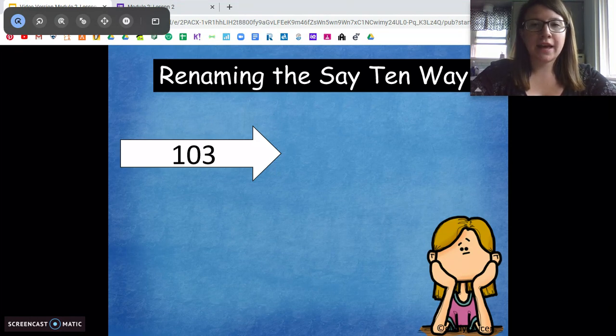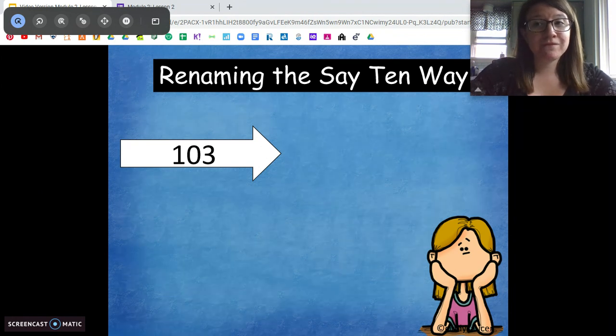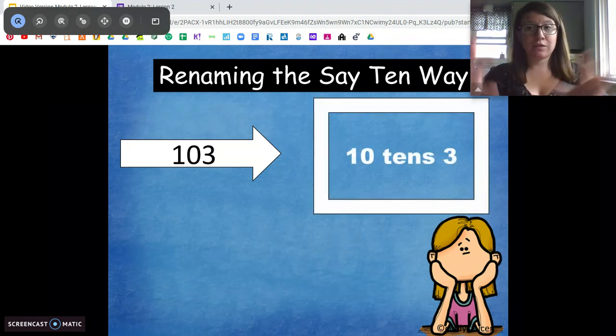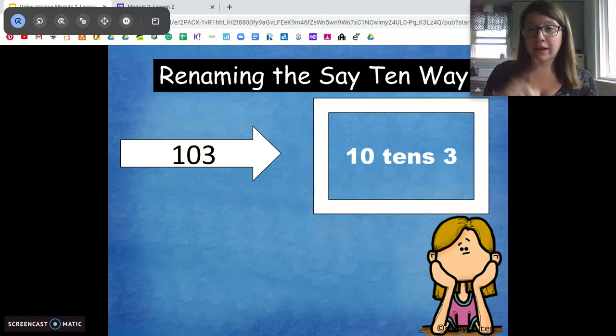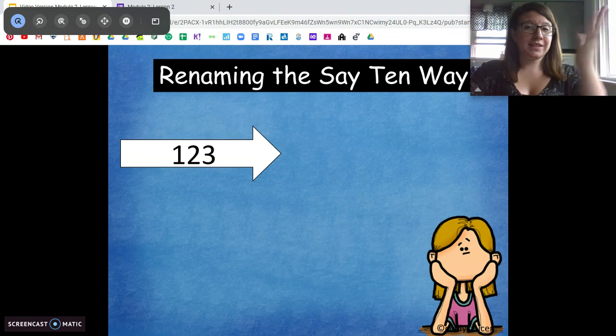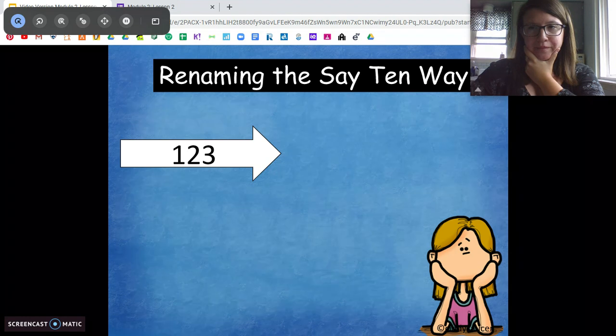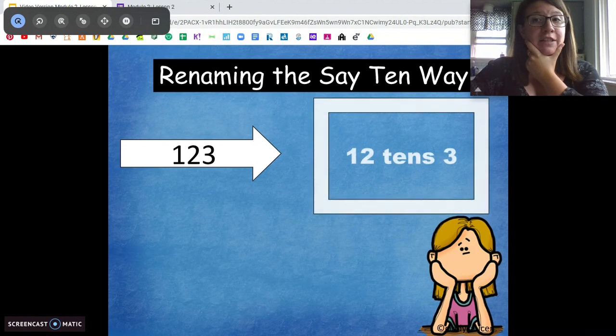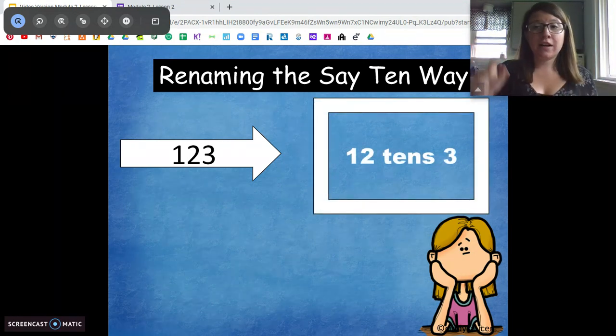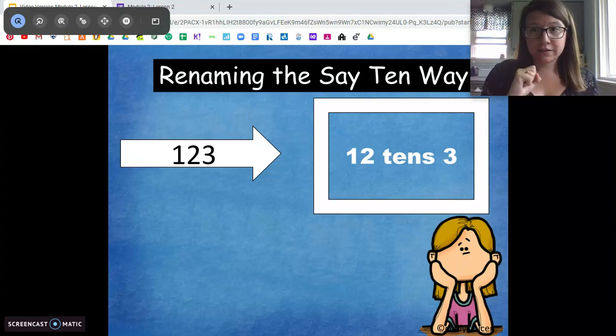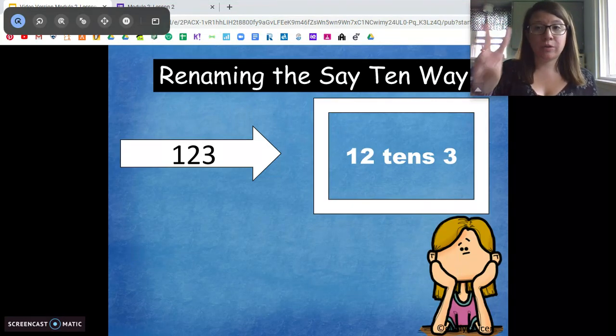103. Say that the say 10 way. So it's going to be 10 tens 3, because we know 100 is 10 tens, and then we have our 3 extra ones. So we have 100, 101, 102, 103. 10 tens 3. All right, try this one. Think about it the same way as 113. Try 123. How many tens? It's going to be 12 tens 3. Good. So we know 10 tens is 100. 120 is 12 tens, 121, 122, 123. Good.